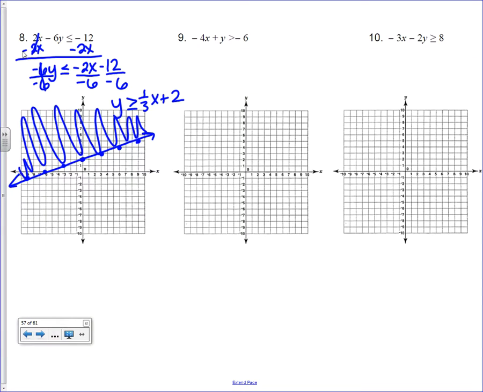Yeah. Number 9, how do I isolate that y? Well, that only took one step. That was pretty easy, right? All right, you guys go ahead. You graph it, make your line, and then shade it.